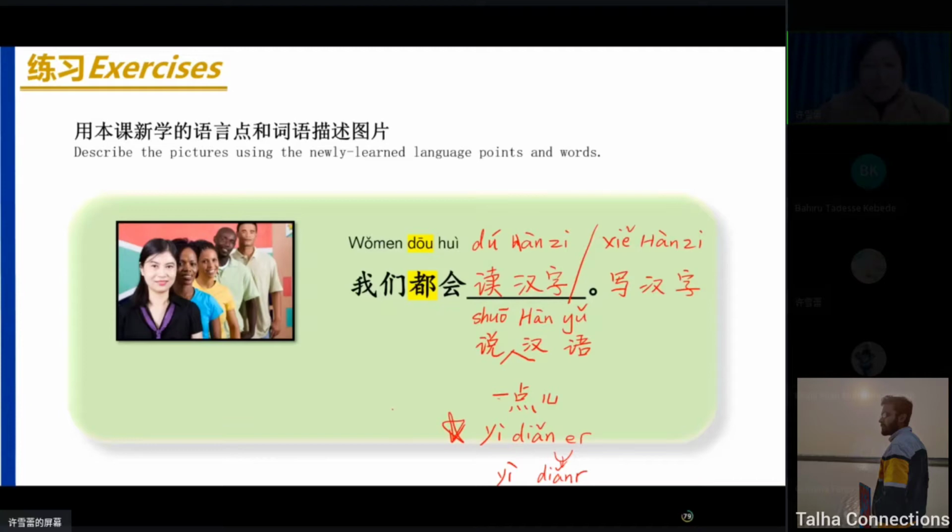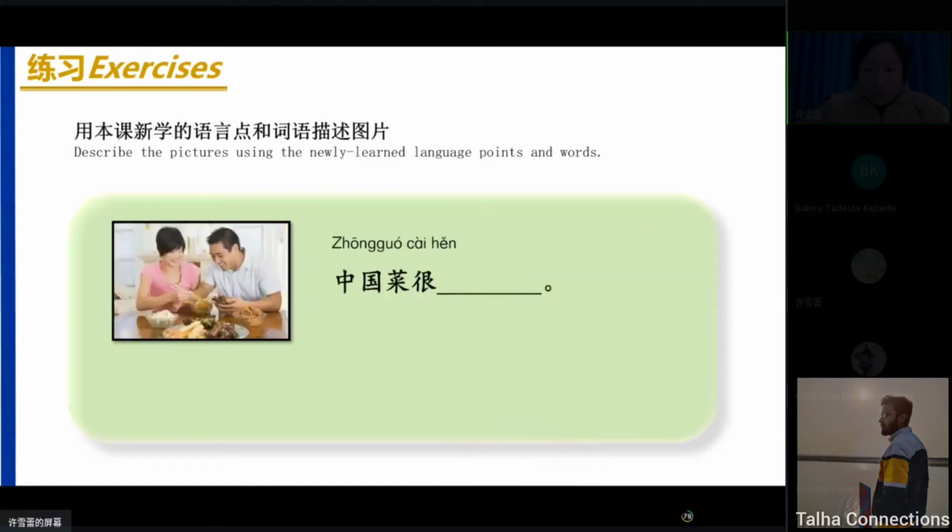Some of you also made the sentence, 我会说一点汉语. Yes, very good. 我会说一点汉语. Okay, very good. So when you choose the characters, you may pay attention to which one is the right one. That's the first picture. And let's turn to the next one.